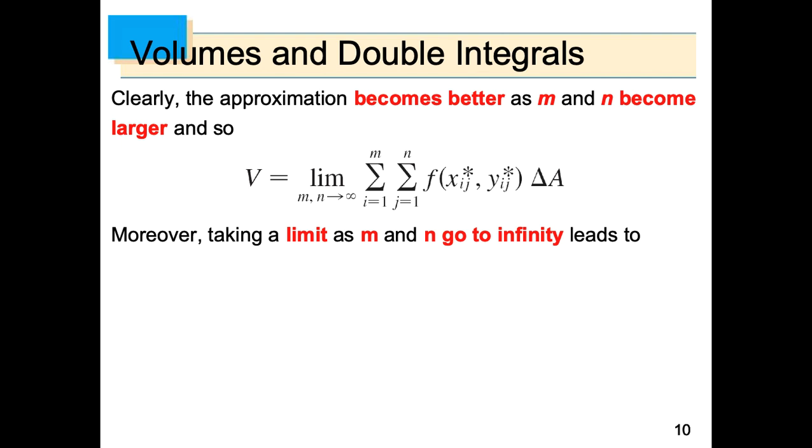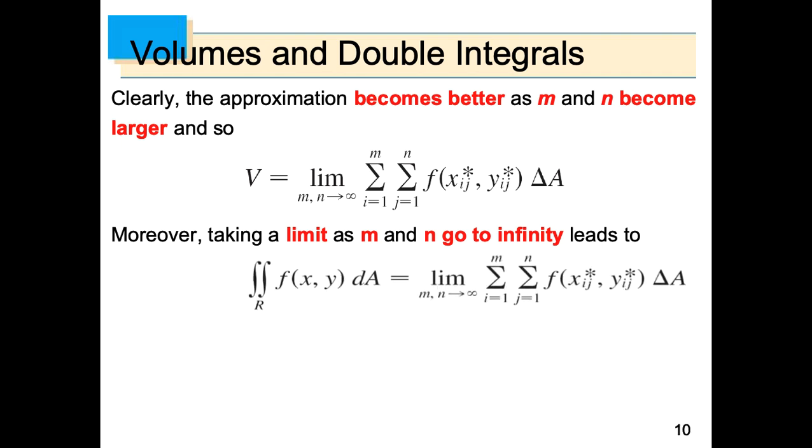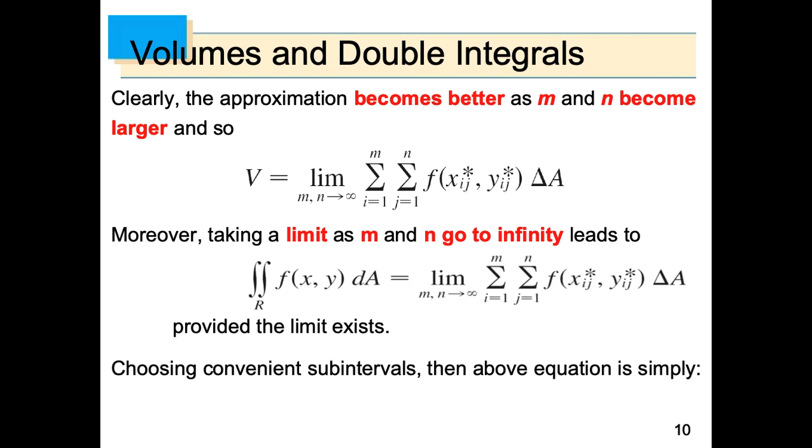And then obviously, if we go ahead and take that limit as m and n go to infinity, that leads us to what is known as the double definite integral, provided the limit exists. And then, of course, as with Riemann sums, it would be nice to choose convenient subintervals, and make this thing convenient for ourselves.